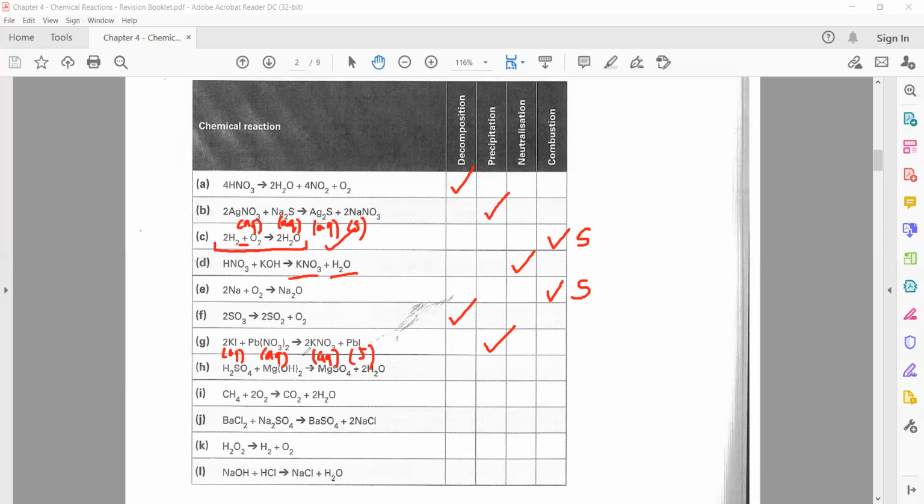Now with precipitation reactions, it's good to always check back with your solubility chart to make sure that you can see whether a solid substance will form. Okay, in this case, lead iodide will form the solid substance because it's insoluble. These elements tend to be insoluble, whereas nitrates generally don't form precipitates because they tend to be soluble.